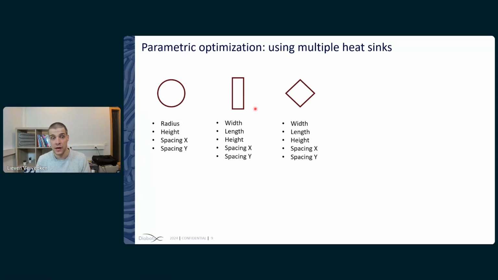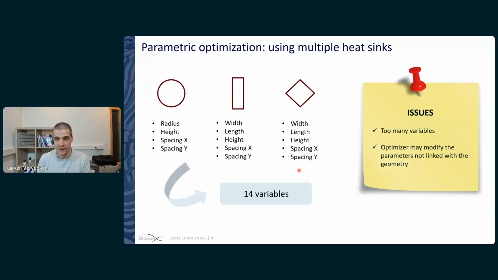Similar for the rectangular shape, you have the width and the length, again the height, and the density or the spacing in x and y. And for the diamond shape, you have exactly the same: the width, the length, the height, and the spacing. With these three simple shapes, you already have 14 variables, and that can easily increase to many more.